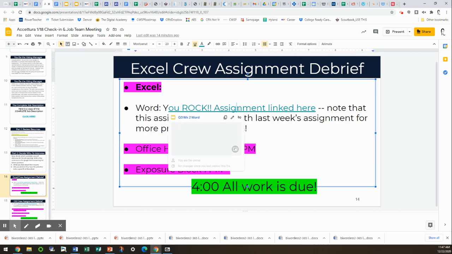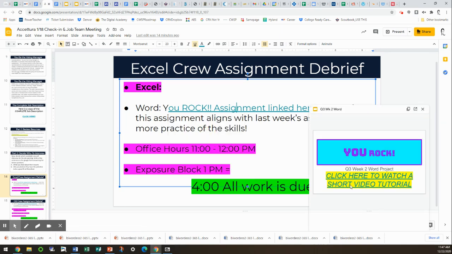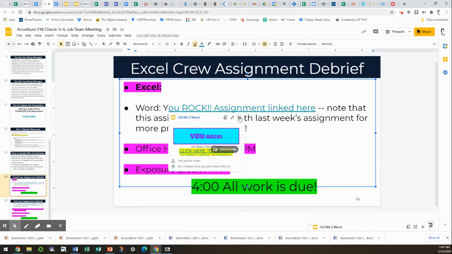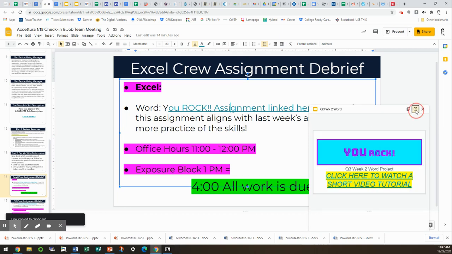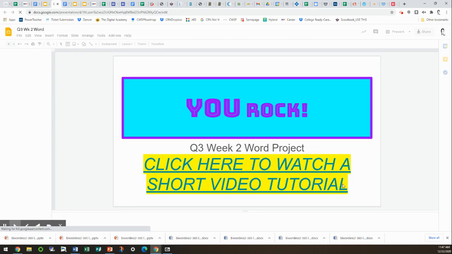So their assignment this week for the Word, let me open that up. Sometimes I struggle with opening. Holy smokes, Sarah. There we go. Okay. So the U Rock.